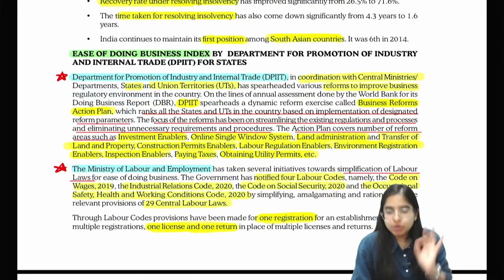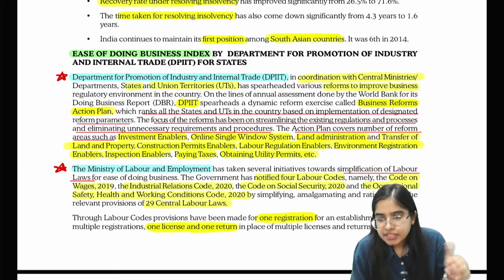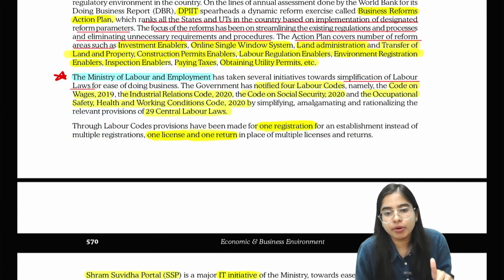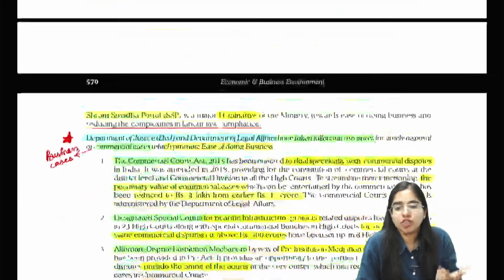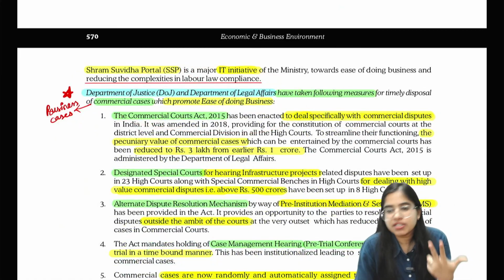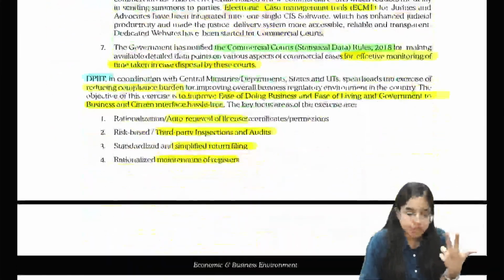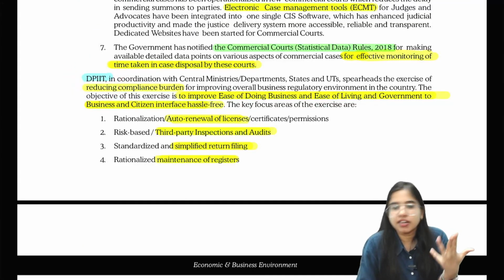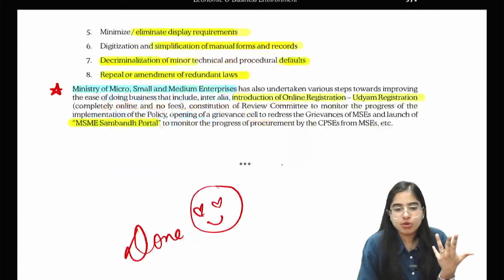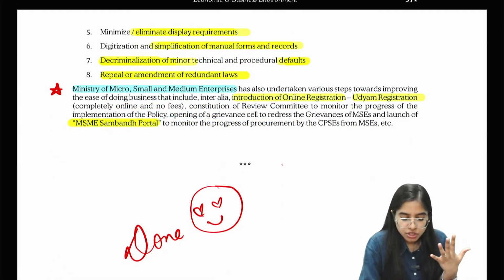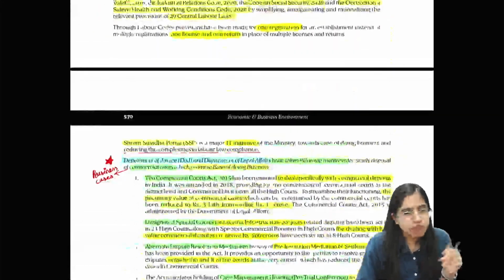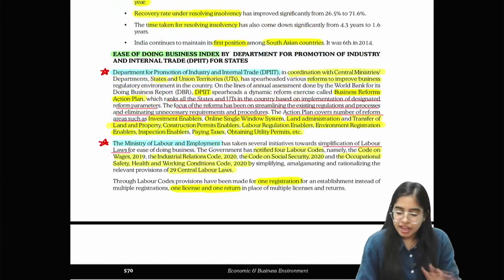Last topic, you have to see what initiative DPIIT has taken for promoting ease of doing business, what initiative the Ministry of Labor and Employment has taken, what initiative the Department of Justice and Department of Legal Affairs have taken, what initiative DPIIT has taken again, DPIIT is 2 times, and lastly what initiative the Ministry of MSME has taken for promoting ease of doing business. These 5 topics are a bit memorizing thing. Apart from this, everything is very easy.